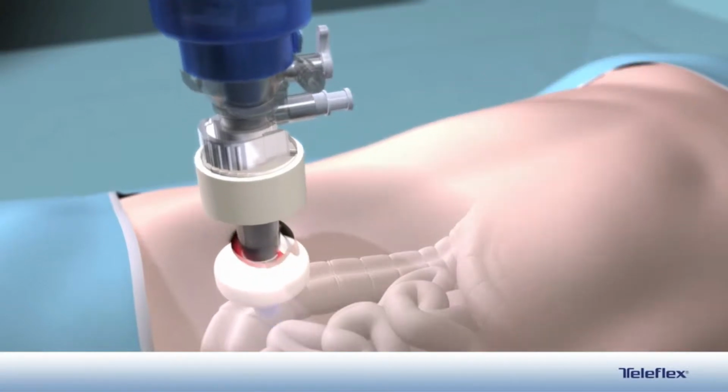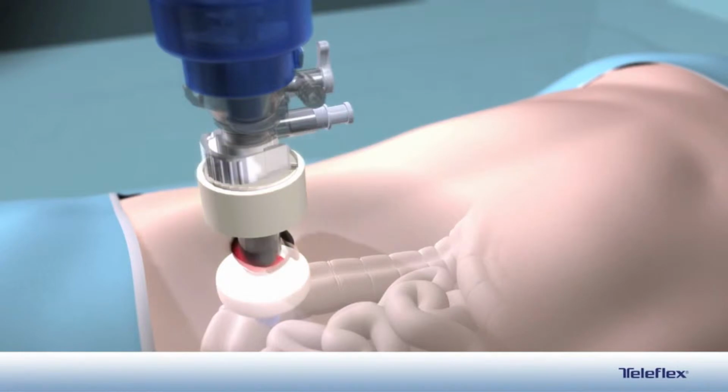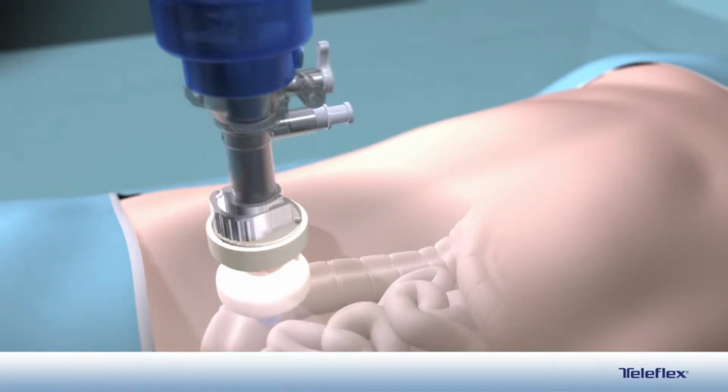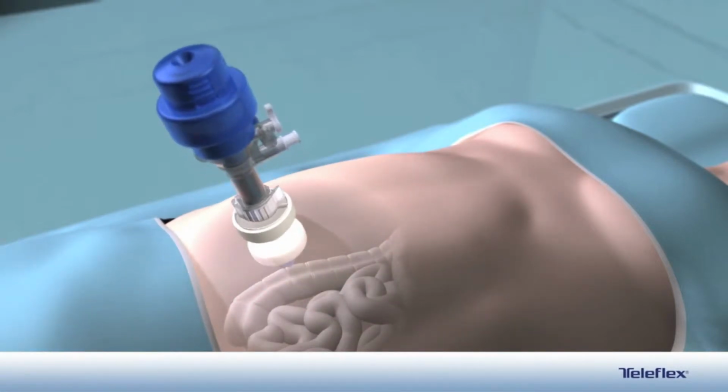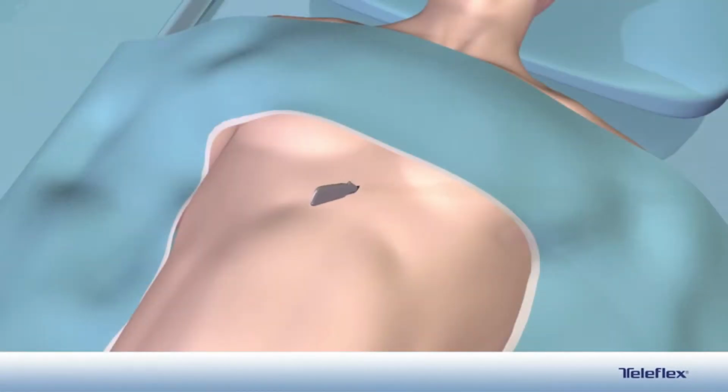Take notice of the foam seal. With one hand, you may secure the foam seal in position by locking the ring clamp. The abdomen is insufflated. A small skin incision is made inferior to the xiphoid process.